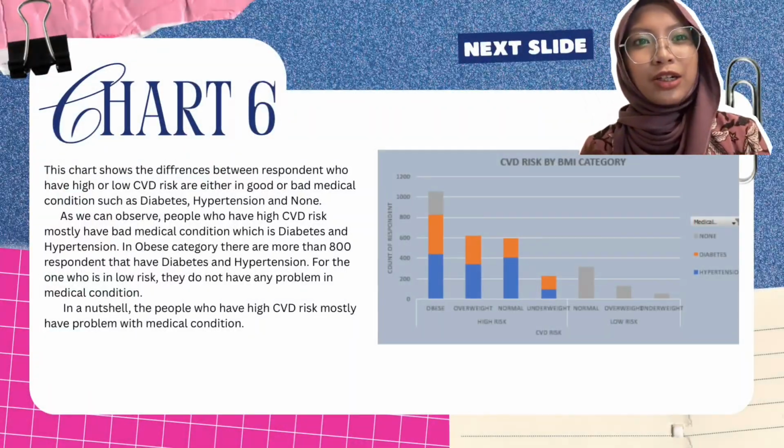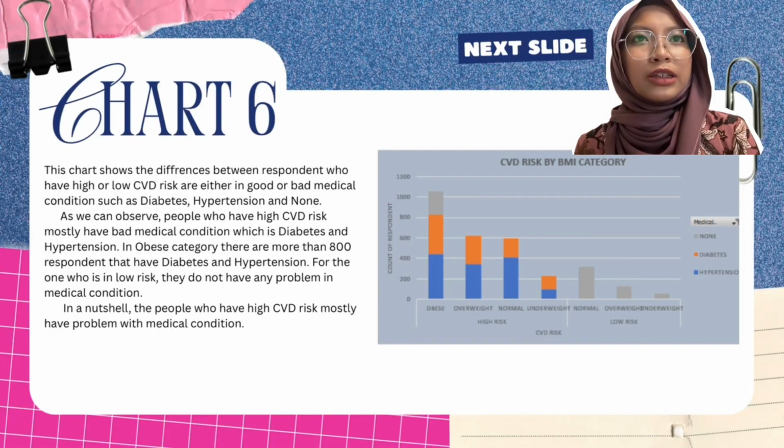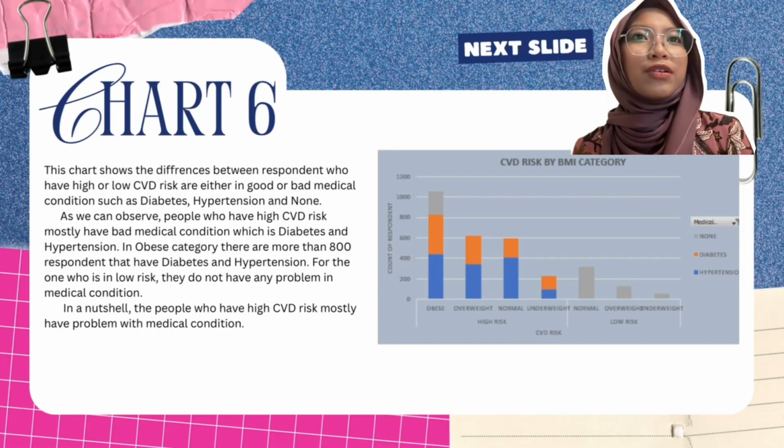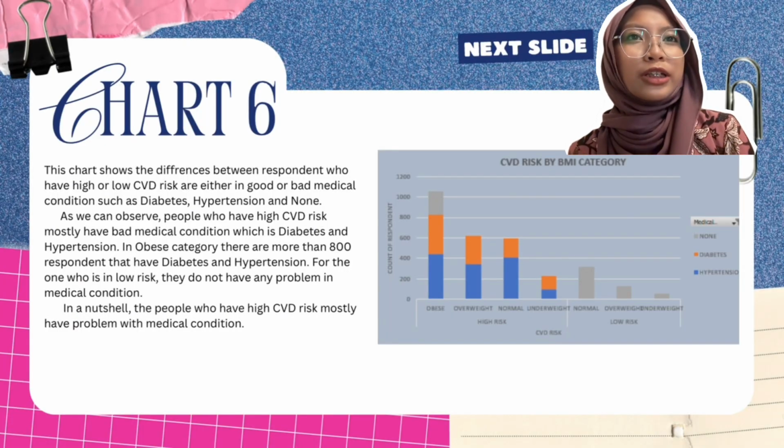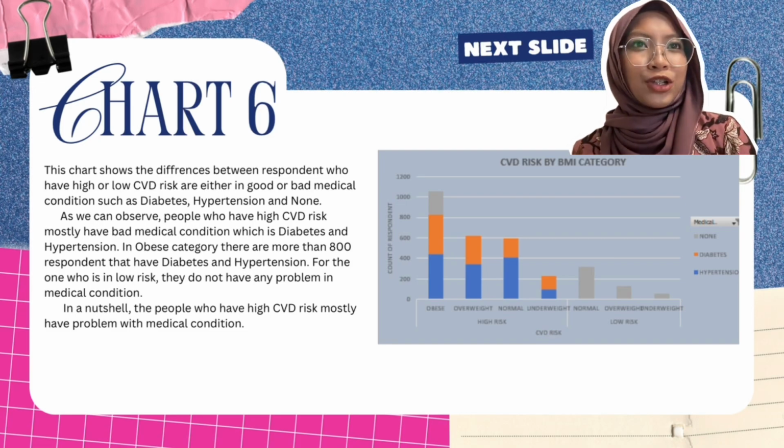Next, I'm going to talk about chart number 6. This chart shows the differences between respondents who have high or low CVD risk and are either in good or bad medical condition, such as diabetes, hypertension, and none.